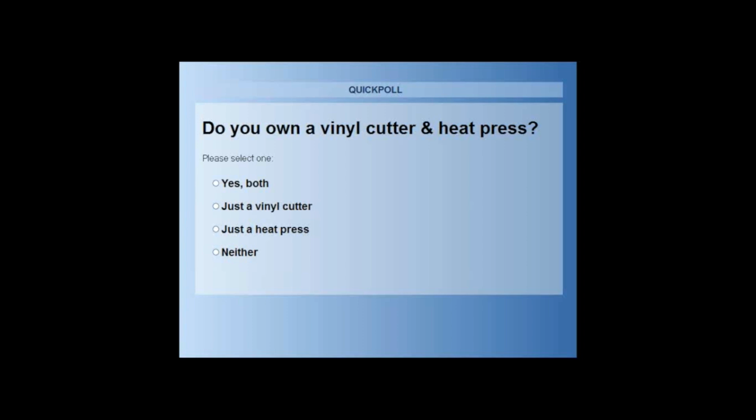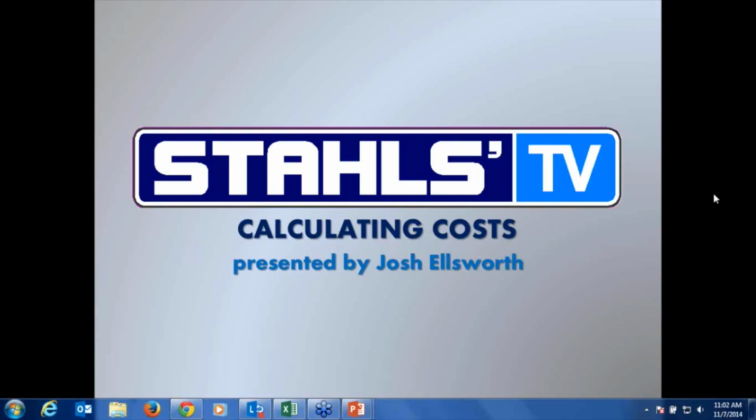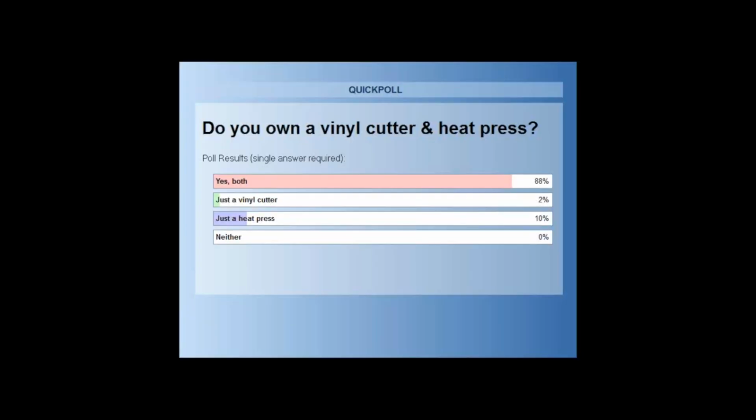Looks like 86% of our audience has voted. 87%, close that off. Share the results. Okay, so 88% own both a cutter and press, 10% just press, and 2% just cutter. So everybody has one or the other, which is great.